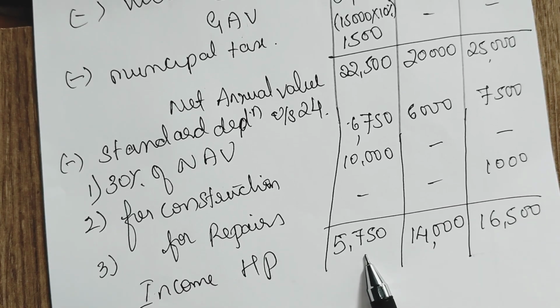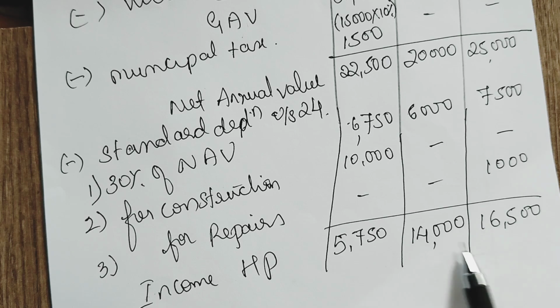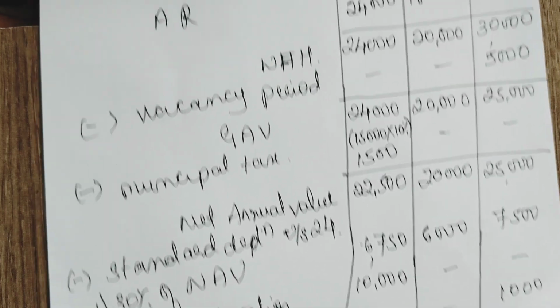For house A it is 5,750, B 14,000, C 16,500. I hope you all understood.